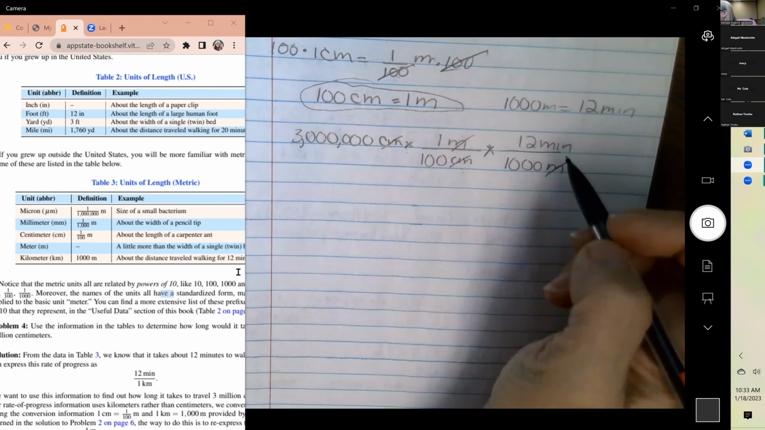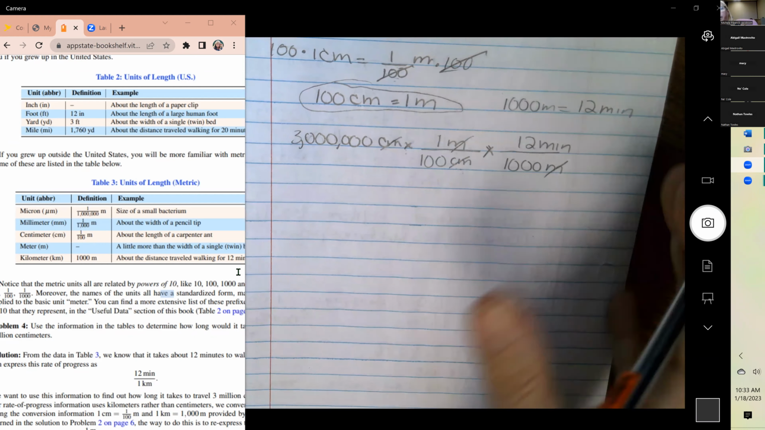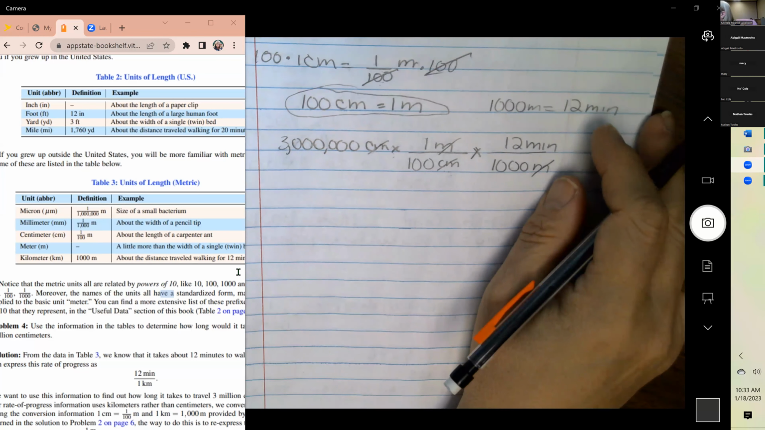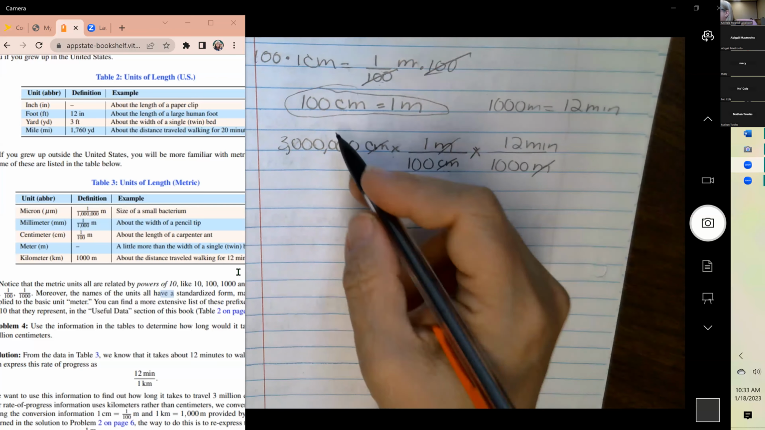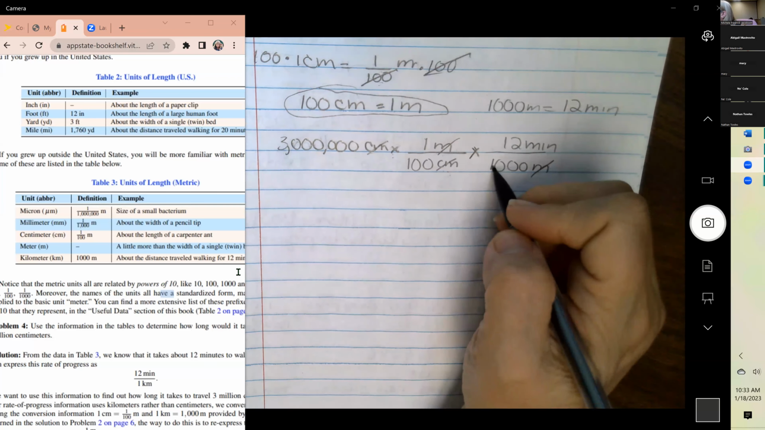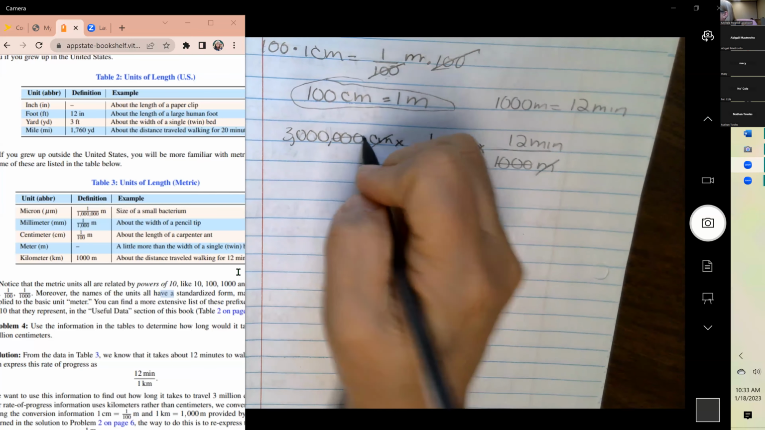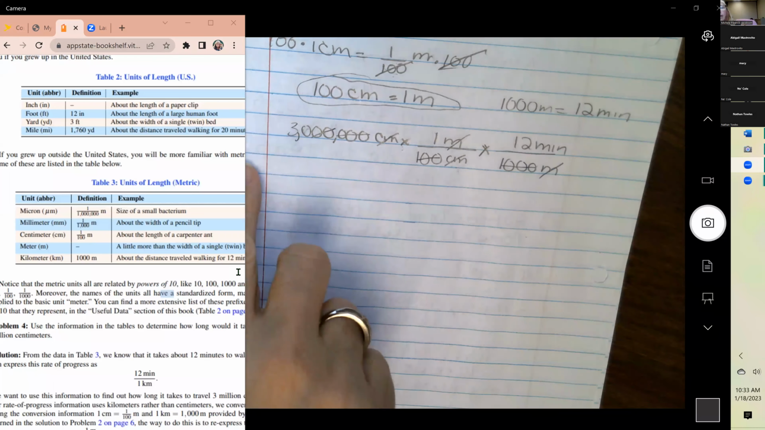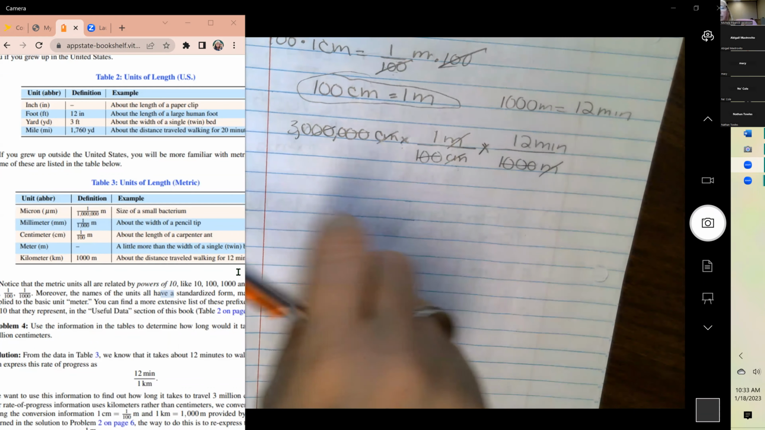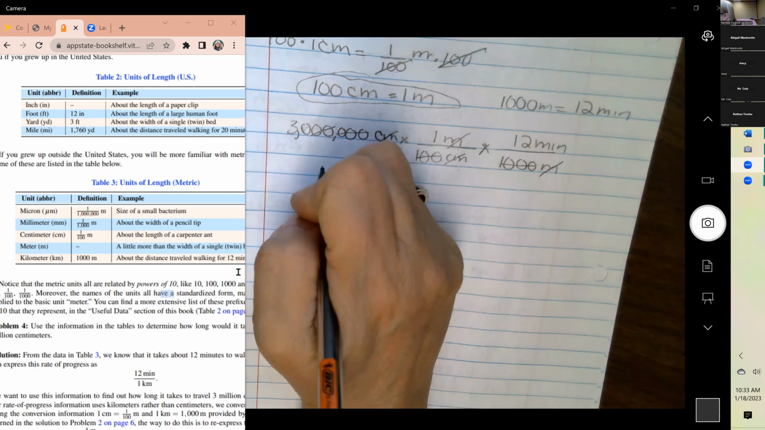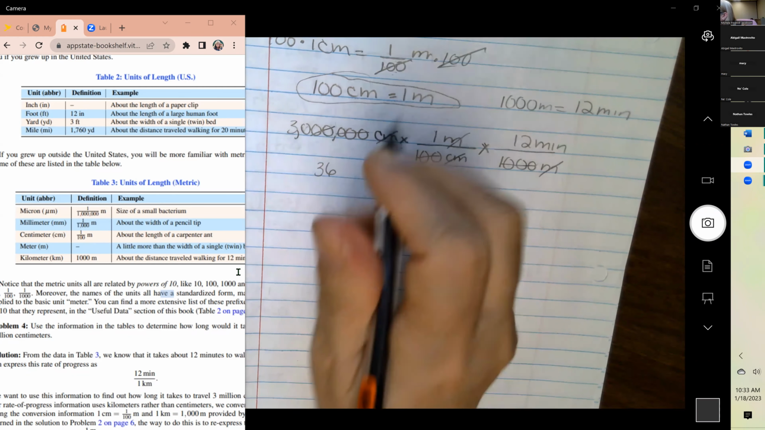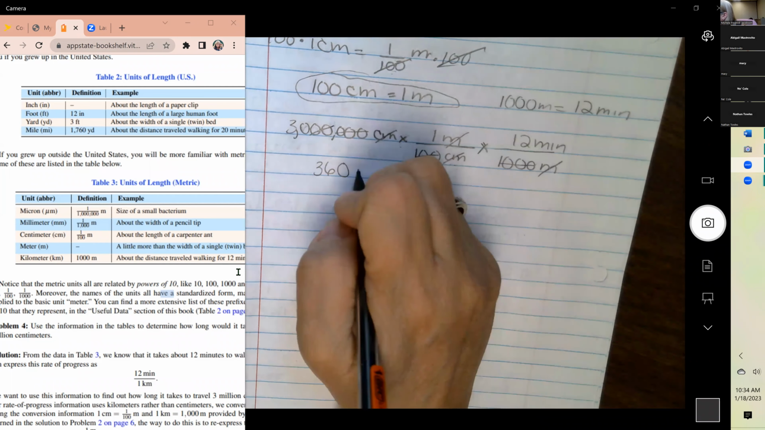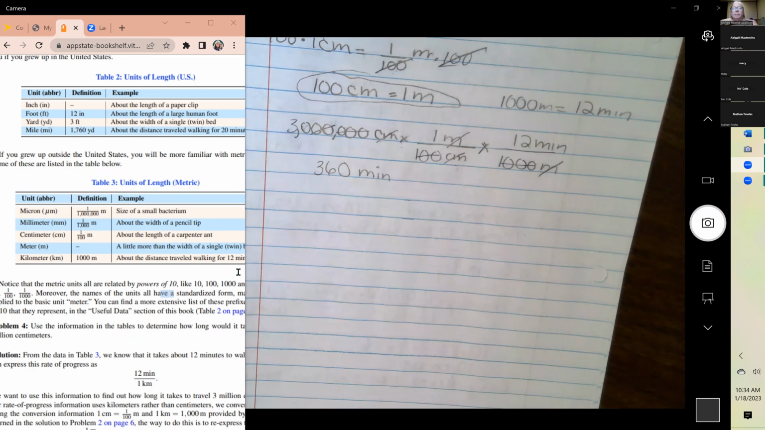Okay. Now, these are a bunch of zeros. We could plug all this into our calculator if we wanted, but when you have zeros on top and bottom, you can cancel them. This is 3 zeros, I can cancel 3. This is 2 zeros, I can cancel 2. So now I only have 30 times 12. 3 times 12 is 36 plus 1 zero. 360 minutes. Any questions on that?